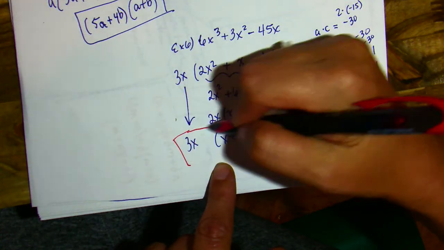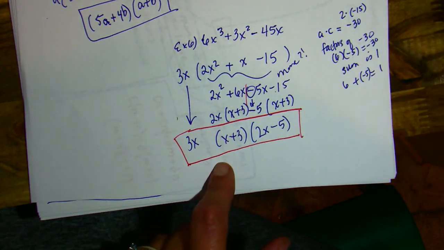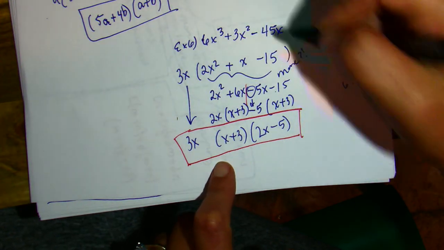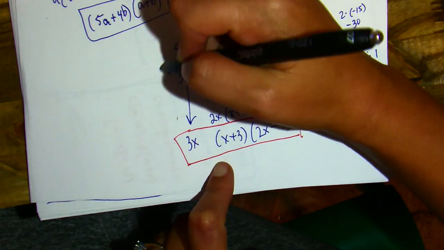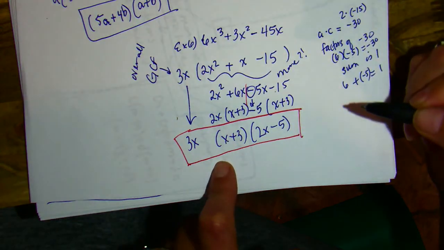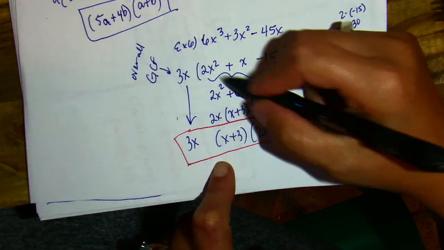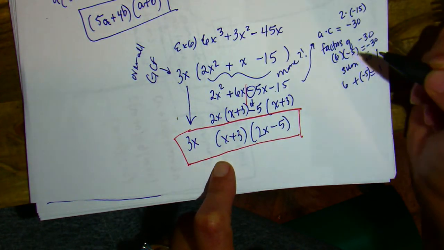This is by far one of the more challenging problems that require just a lot of TLC. So again, you're going to first factor out the GCF. This is its overall GCF, right? That's what they all had in common. That left you with a polynomial inside. Then with that polynomial, you did the A times C method.